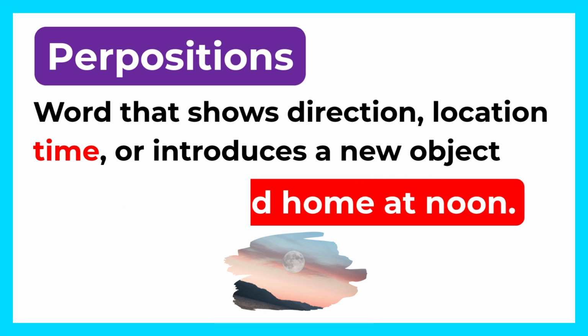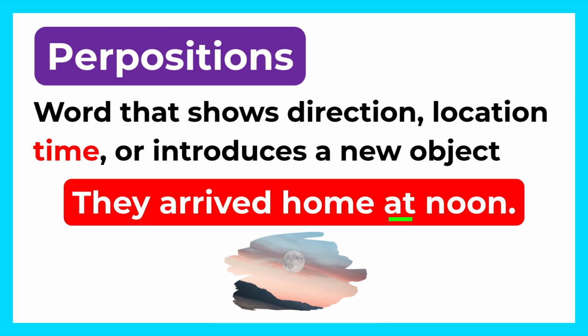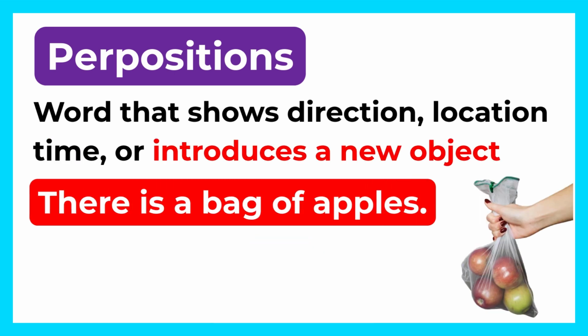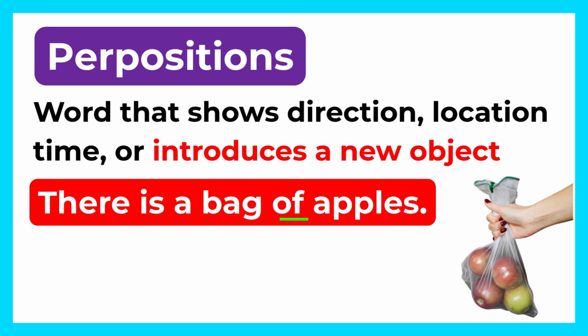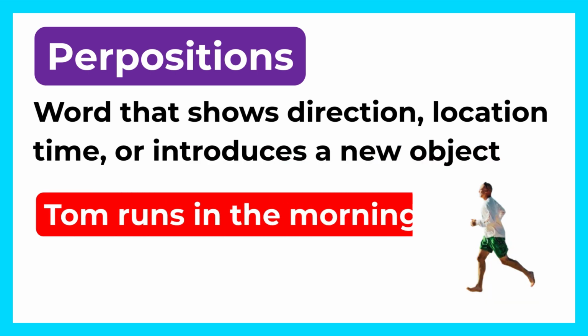They arrived home at noon. The preposition in this sentence is at. This is an example of a preposition showing time. There is a bag of apples. The preposition in this sentence is of. This is an example of a preposition introducing an object. Tom runs in the morning.